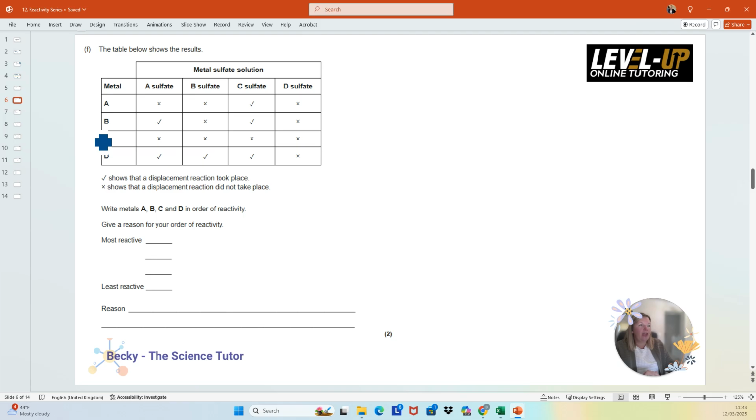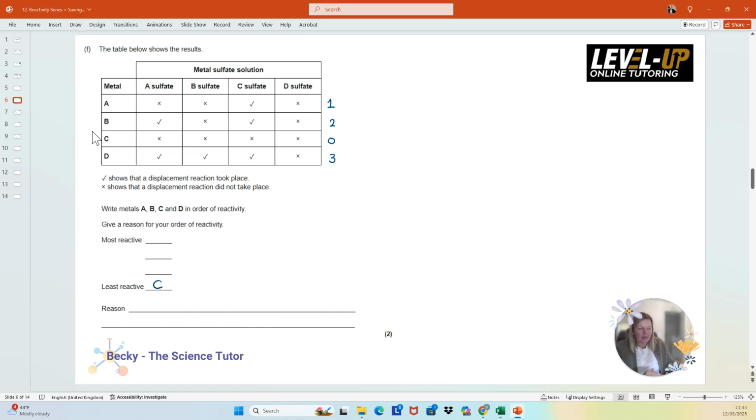A has got 1 tick, B has got 2 ticks. Let's just write that down. 1 tick, 2 ticks, C's got 0 ticks, and D has got 3. So whatever C is, it didn't manage to displace any of those metals from their compounds. So I would say that C is the least reactive.